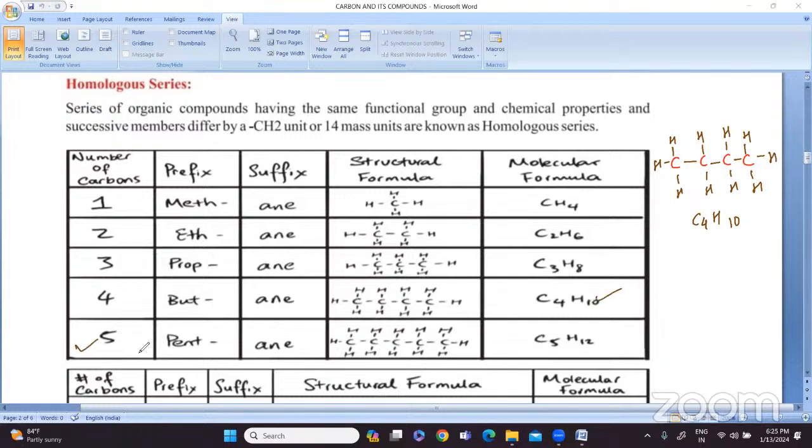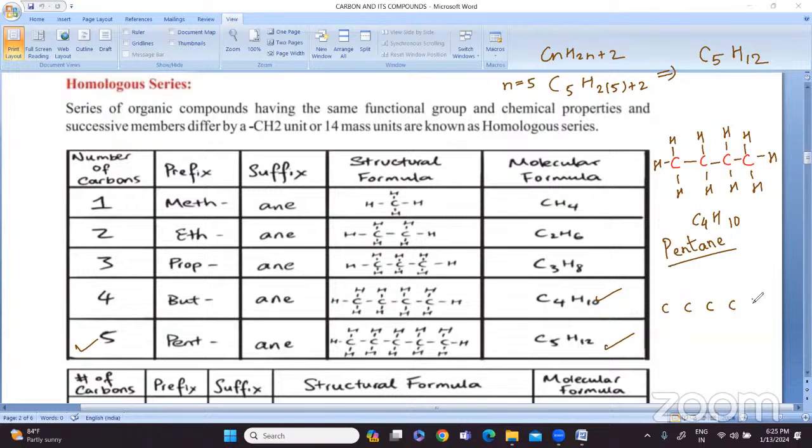Now, when you have the number of carbon atoms as 5, n is equal to 5. So C5H, 2 into 5 plus 2. Just see what it will be. C5H, 2 fives are 10, plus 2 is 12. So C5H12 is the molecular formula of this compound. The prefix is pent and the suffix is ane. It is pentane.